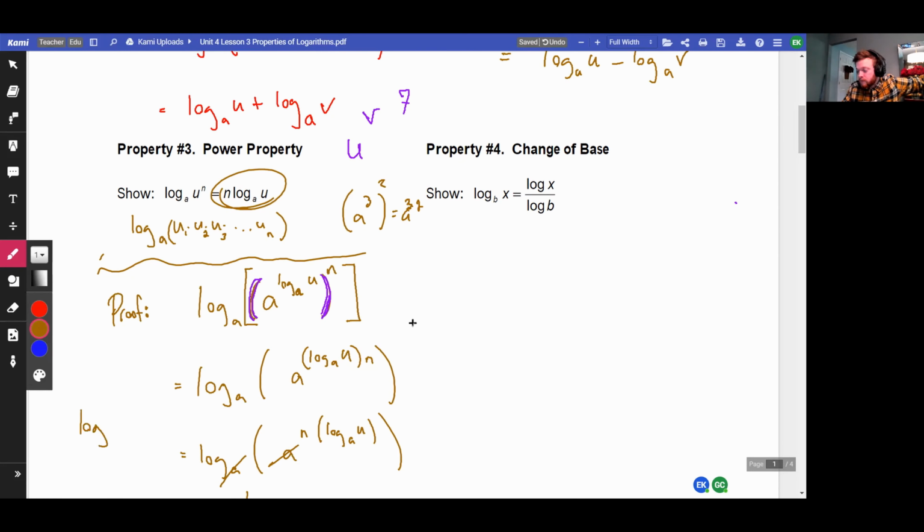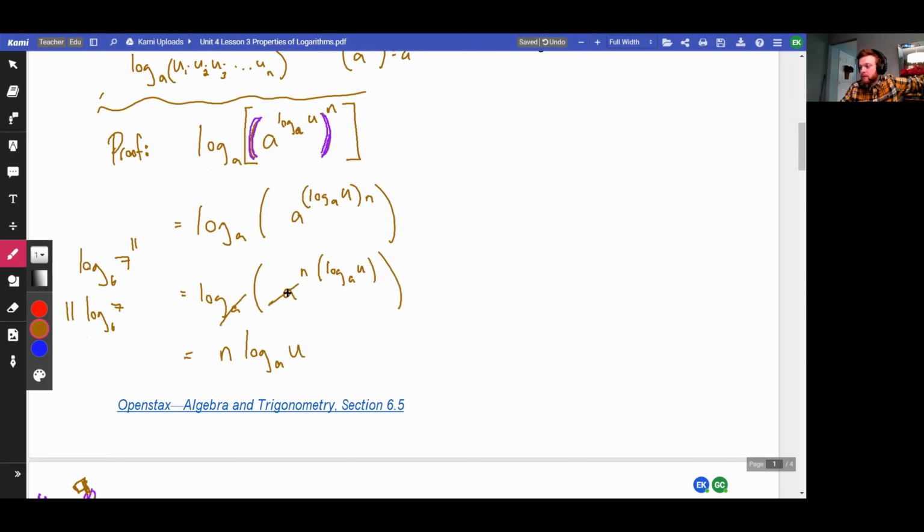Log base 6 of 7 to the 11 is just, I don't know why I chose those numbers. Bring that 11 down, log base 6 of 7. This also reinforces the idea that log base 6 of 6 to the 11, let me just change that 7 to a 6, is 11. Bring the 11 down, times log base 6 of 6, and log base 6 of 6 is 1. So it reinforces that chop, chop property that we already have.